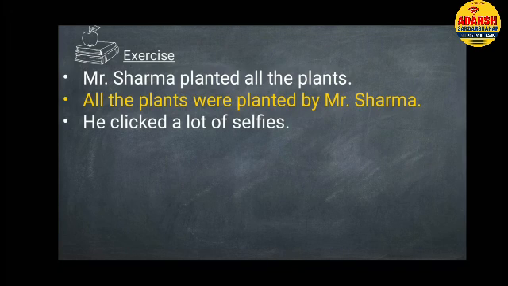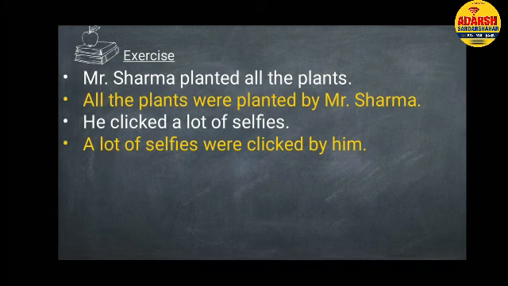Here this sentence is also past simple. So let us identify first subject, object and verb. Here subject is he, object is a lot of selfies, and verb, which is always action, is clicked. Now let us put subject in the place of object and object in the place of subject, using correct helping verb and using verb's third form. Now you can see a lot of selfies were clicked by him.